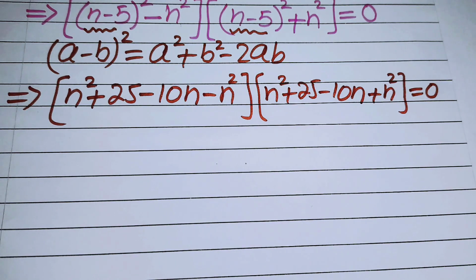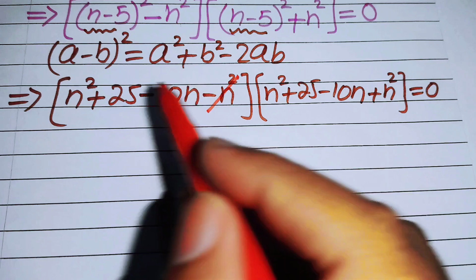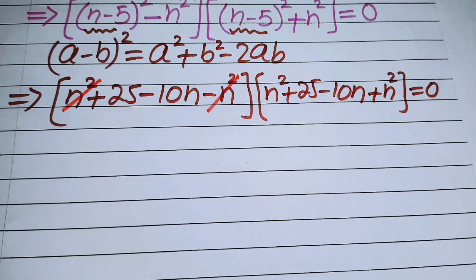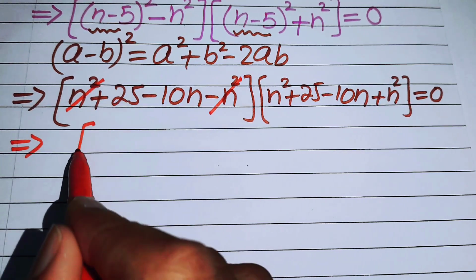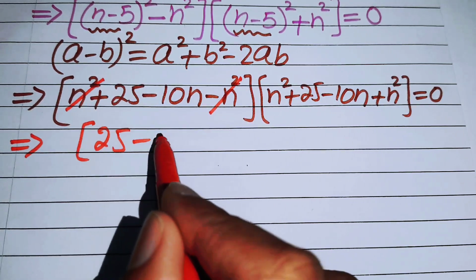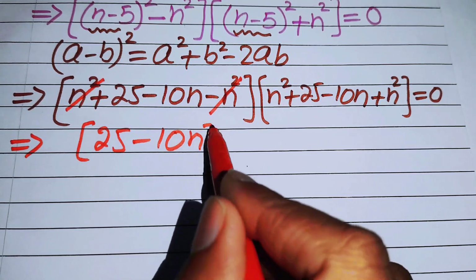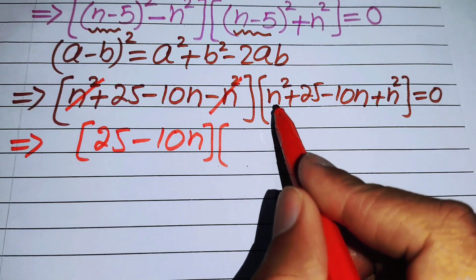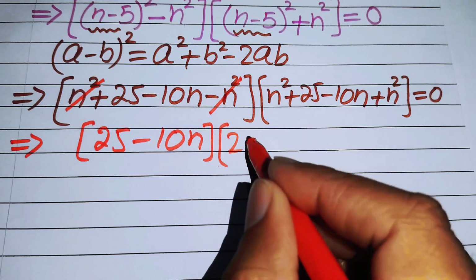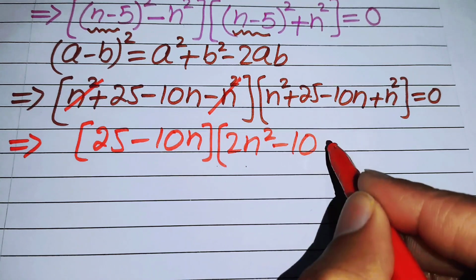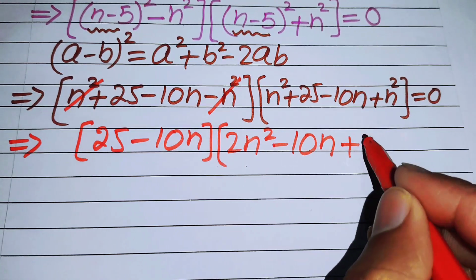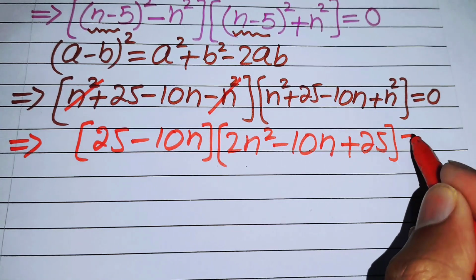In the next step we will make a little bit of simplification here, and you see that this n squared and this n squared cancel each other out, and here we obtain (25 minus 10n) into, here we add n squared plus n squared, and we get 2n squared minus 10n plus 25 equals 0.